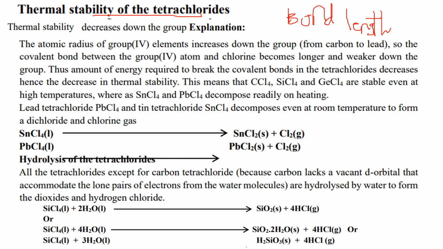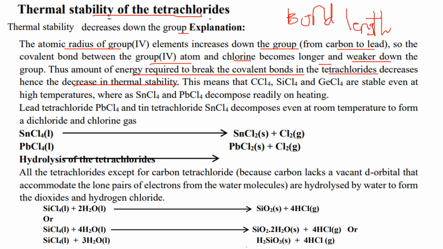So we're going to be saying that thermostability is going to be decreasing down the group. And the explanation for that is that the atomic radius of group 4 elements increases down the group, from carbon to lead. And therefore, the covalent bonds between the group 4 atom and the chlorine become longer. And the longer it becomes, the weaker it gets down the group. And therefore, the amount of energy required to break those covalent bonds in those tetrachlorides is going to be decreasing progressively down the group. Hence, a decrease in thermostability from carbon to lead tetrachlorides.